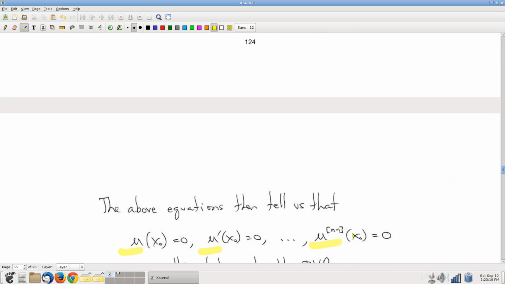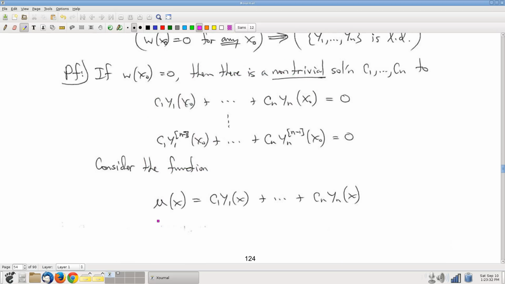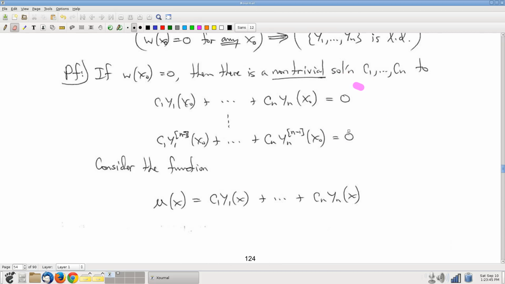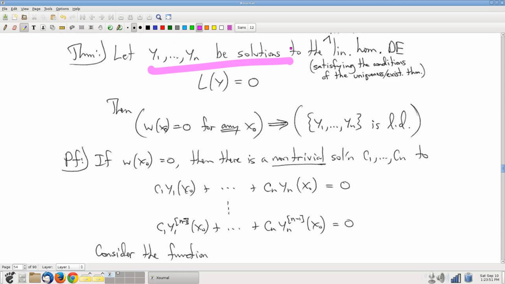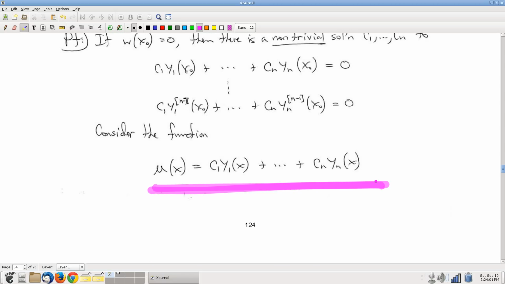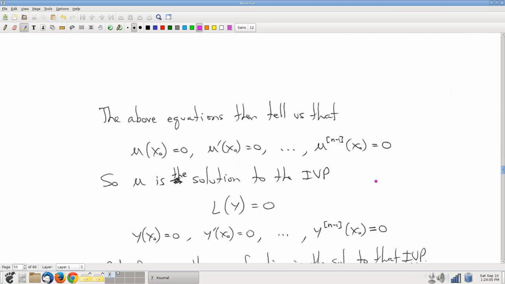U has the feature that its value and its various derivatives at the point x naught, by way of this system of equations here, are all equal to 0. All right, now we know another thing about this u. It's a linear combination of solutions to a homogeneous differential equation. Well, if these are solutions to a homogeneous differential equation, so is the linear combination of them. So I know a lot of information about this u function, as it turns out.